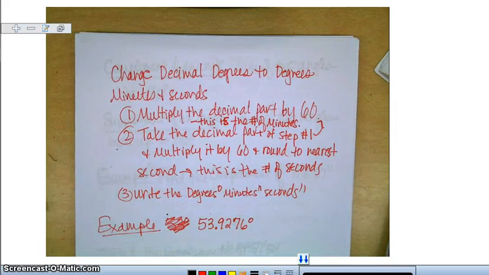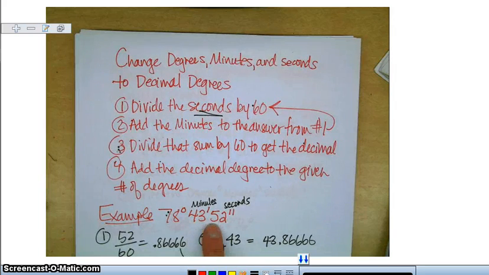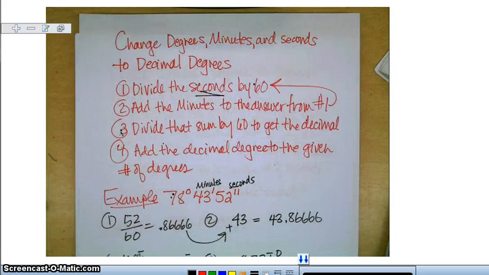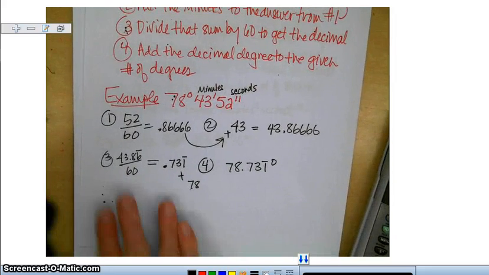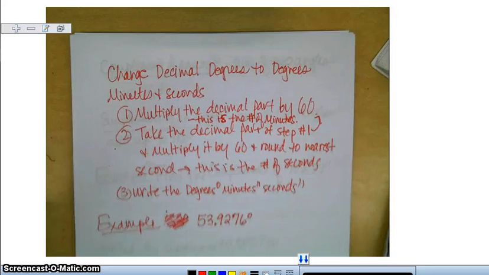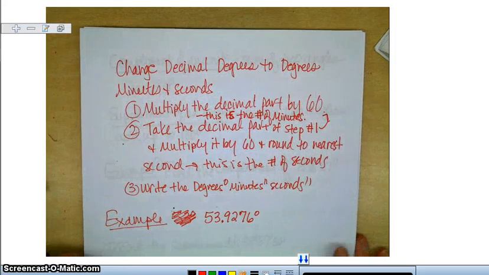This first way is actually going to be the most valuable for you, to get rid of degrees, minutes, and seconds and change it to a decimal, because a decimal is a whole lot easier for you to type into your calculator. But this is what you sometimes have to do, change decimal degrees to degrees, minutes, and seconds.